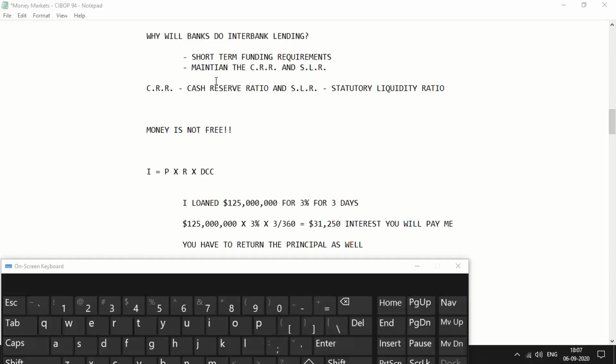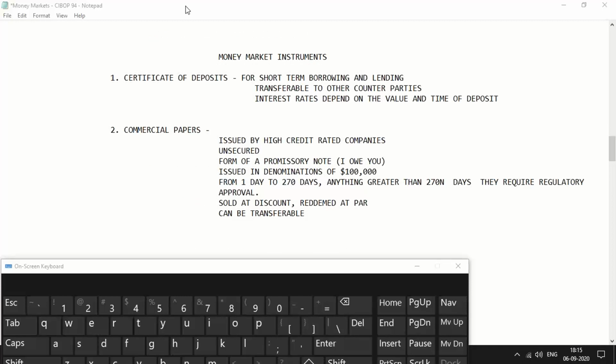This first money market instrument is what we call certificates of deposit, otherwise known as CDs for short. When we talk about certificates of deposit, they are issued for short-term lending and borrowing. What we're only going to talk about is the features of these instruments. First point, a CD is used for short-term borrowing and lending. Second, it's transferable to other counterparties. For example, if I own a certificate of deposit, I can transfer that CD to somebody else in the market. And finally, the third point is that the interest rates depend on the value, meaning how big the CD is, and the time of the deposit. So that's your first money market instrument, certificates of deposit.